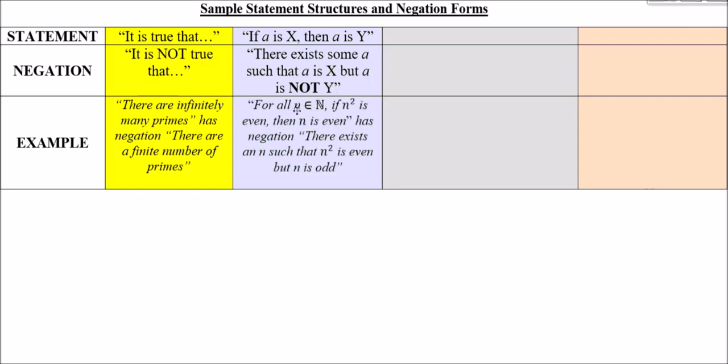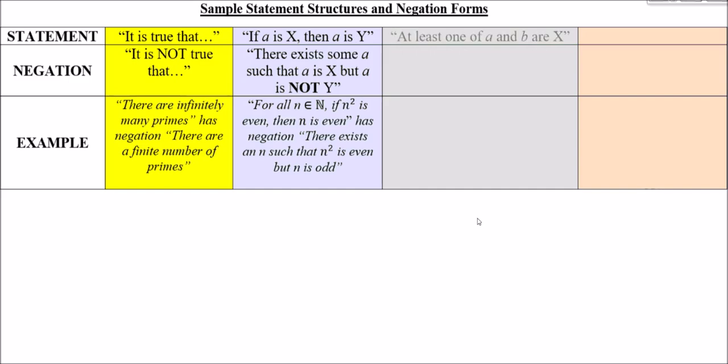An example of this might be: for all natural numbers, if n squared is even, then n is even. In other words, if n is a natural number and n has a property that n squared is even, then it's saying that n will also have a property that n itself is even. That would have negation that there exists some n such that n squared has a property of being even, but does not have the following property of being odd. So like x is a property of being even and y is a property of being odd.